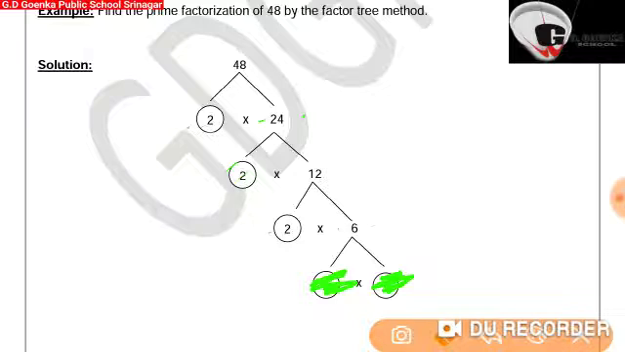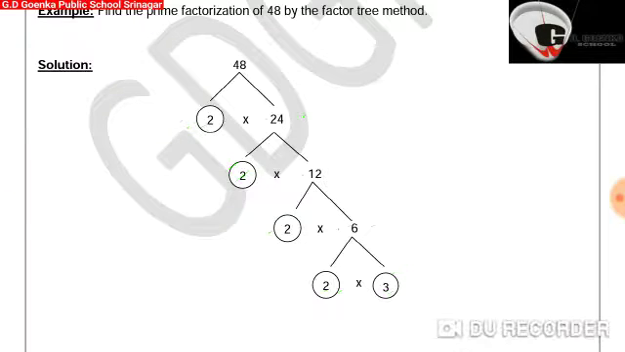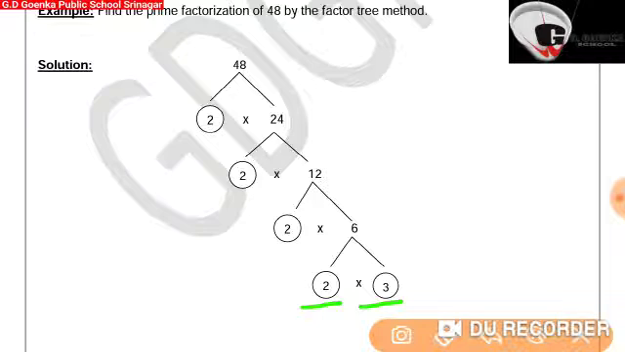Again, taking the smallest prime number, that is 2, 2 times 3 is 6. Therefore, 6 is factorized into 2 and 3, where 2 is a prime number, so we'll encircle it, and 3 is also a prime number, so we'll encircle 3 as well. So we can see that a tree is formed, and at the bottom of the tree, both the factors are prime numbers, so no further factorization takes place. This tree is also known as a factor tree, and this method is known as the factor tree method.